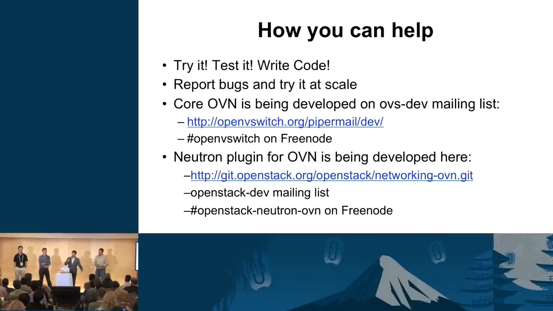In the Neutron plugin, like I mentioned, it's in its own Git repo. All the development process for the Neutron plugin is the same as the rest of OpenStack. So it uses Gerrit, just like everything else in OpenStack. We use the OpenStack dev mailing list to discuss details of the integration as needed. We also have an IRC channel where the people working on this integration hang out and chat throughout the day about the things we're working on or any problems that people run into. That's the #OpenStack Neutron OVN channel. So come hang out with us.